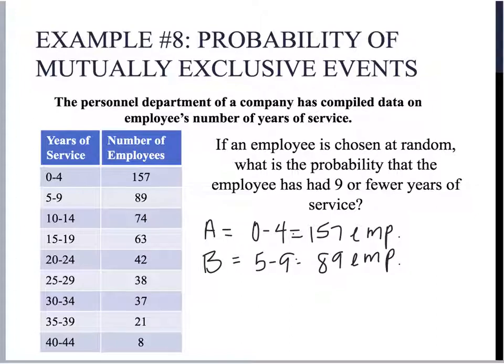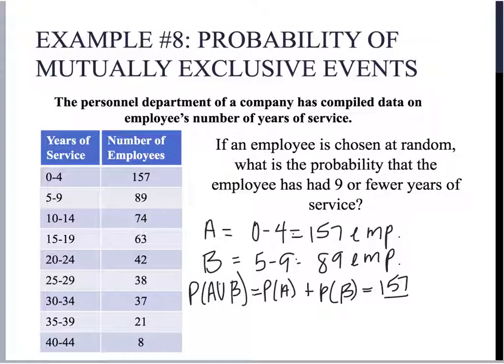Alrighty, so the probability of A and B occurring would be the probability of A plus the probability of B, because these are mutually exclusive, and we know they're mutually exclusive because there is no overlap in their numbers. So the first event, 157, is 157 out of the total amount of employees.